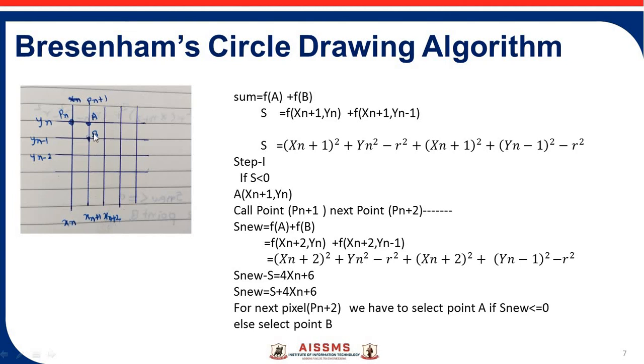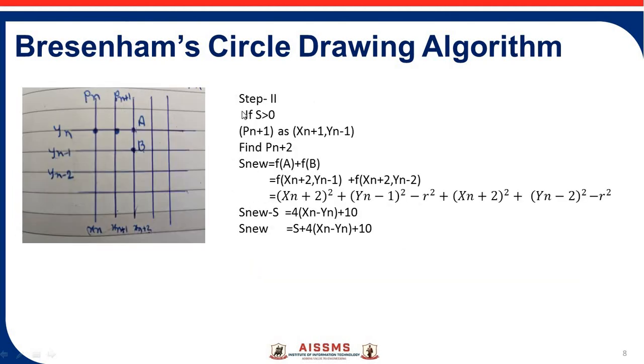After that, for the S(n+1) calculation, we move one more step ahead, that means xn plus 1 plus 1, that is xn plus 2, and yn. This is one vertex, and the next vertex is xn plus 2, yn minus 1, one step below. After simplification by applying the circle formula, we get S(n+1) equal to S plus 4xn plus 6. For the next pixel pn plus 2, we select point A if S(n+1) is negative or equal to 0, else we select the pixel B.